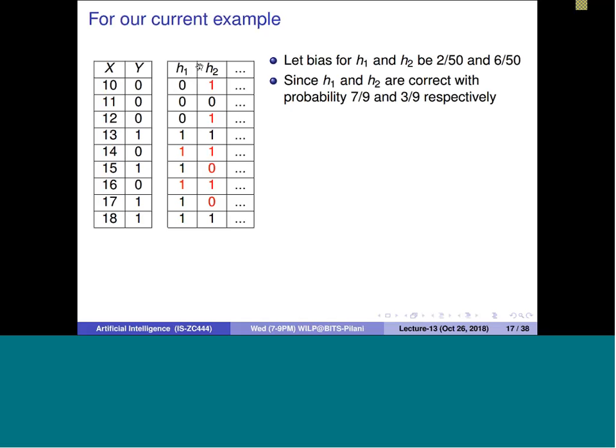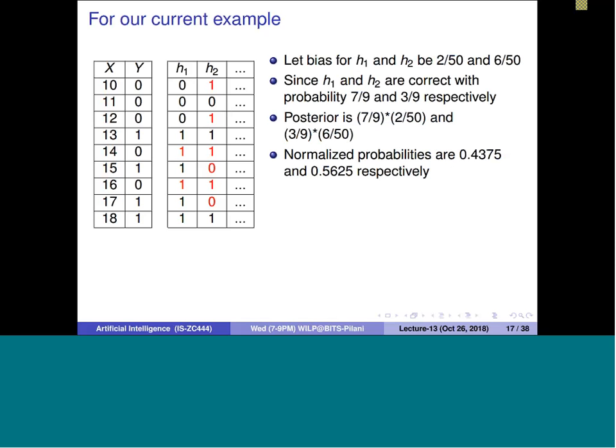Can you give me? 3 by 9. Because at the 3 places it is correct, otherwise it is wrong. So you see the probability is this. So if I want the posterior, if I multiply this with the known parameter, the bias, whatever my bias is, I get this number and this number. When you multiply, you get 0.43 and 0.56, and therefore the bigger number is the second one. Therefore, this hypothesis is best for you.